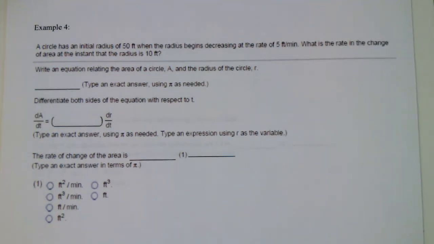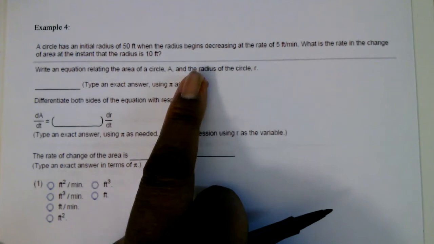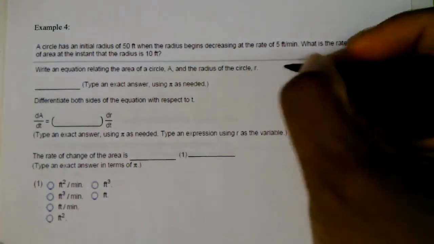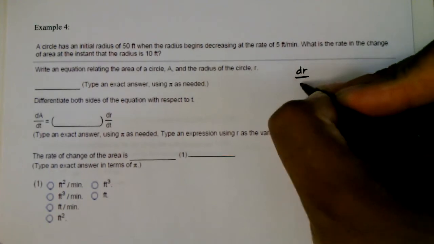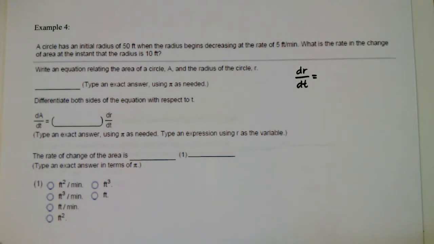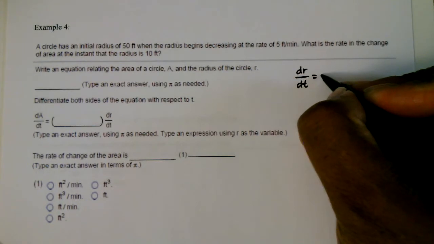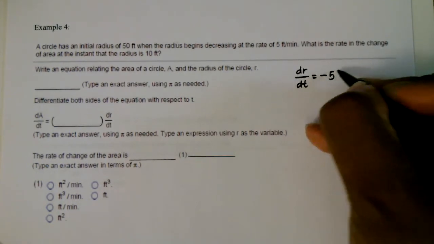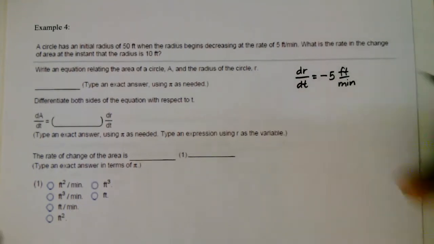Okay, so let's identify what we have here. The radius begins to decrease at a rate of 5 feet per minute. So that would be dr dt, the change in your radius with respect to time. And it's decreasing at 5 feet per minute, so it has to be negative 5 feet per minute. That's what dr dt is going to be, negative 5 feet per minute.